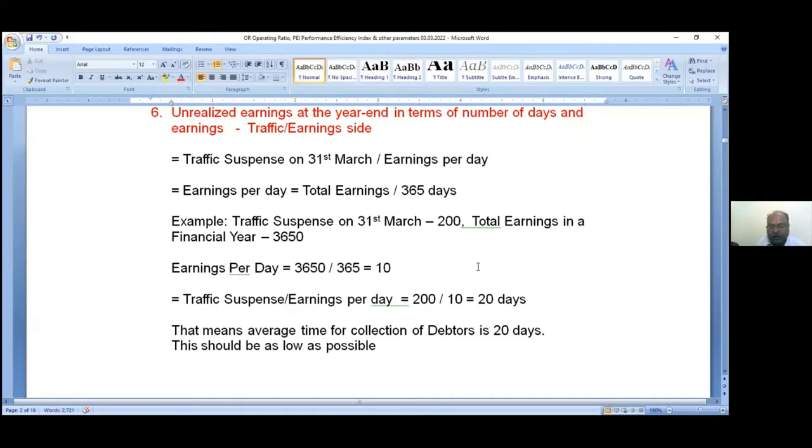That means it reflects the average time for collection of debtors or unrealized earnings. It took 20 days. On average, how many days it takes to realize the earnings is 20 days. So it should be as low as possible. If it is more number of days, it is more time to realize our unrealized earnings. If it is less, we will recover as quickly as possible. So this parameter on the earning side or profit side is also important.